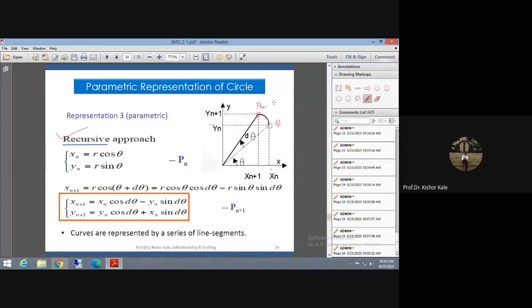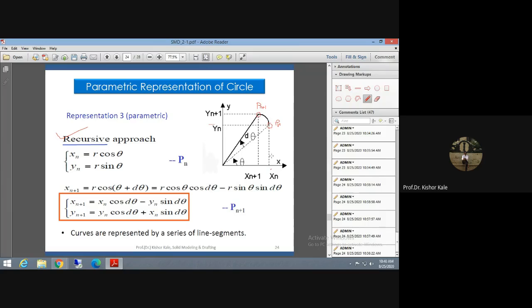We'll consider another point, Pn plus 1. Don't worry about n plus 1 or n something written. You can say this is the P1 point, this is the P2 point. Very simple. Or you can say this is the P0 point, this is the P1 point. Don't get confused with n plus 1, it becomes complicated. So first point and the second point. It's very simple.